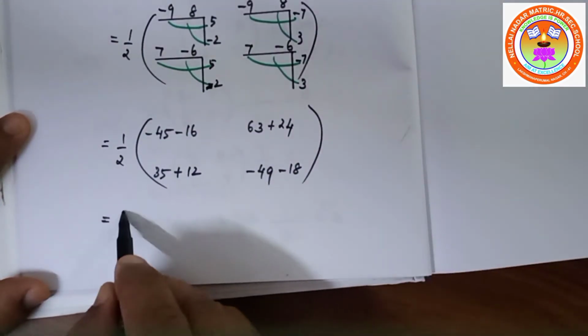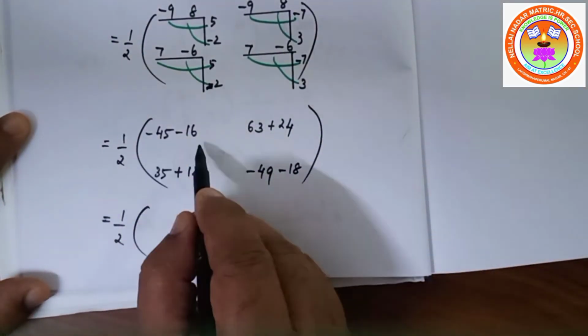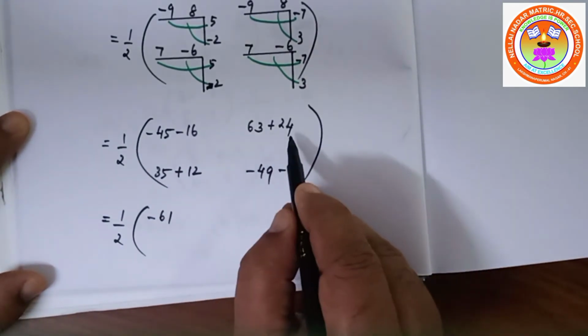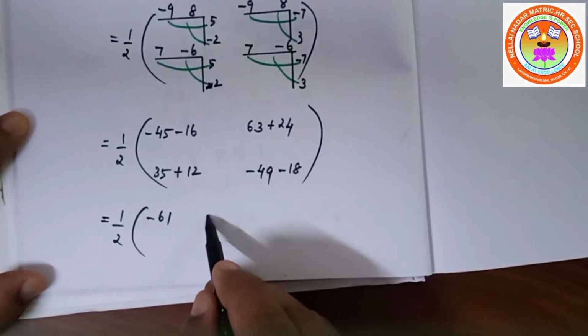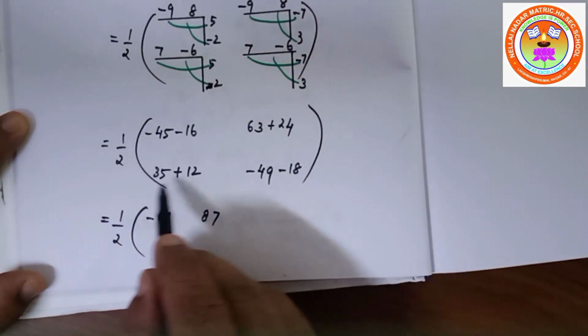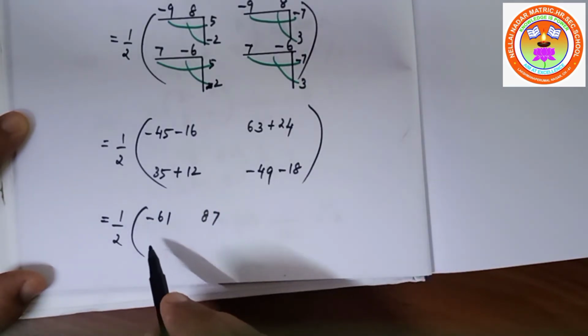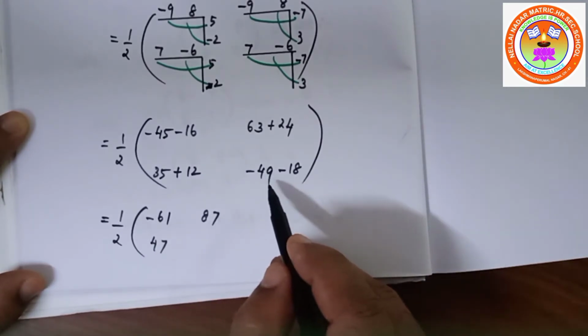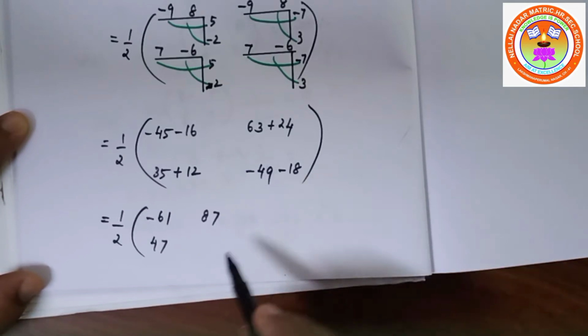Children, you have to add minus 45 minus 16, that is equal to minus 61. 63 plus 24, that is equal to 87, and together this is 35 plus 12, 47. Finally add together, will be getting minus 67.